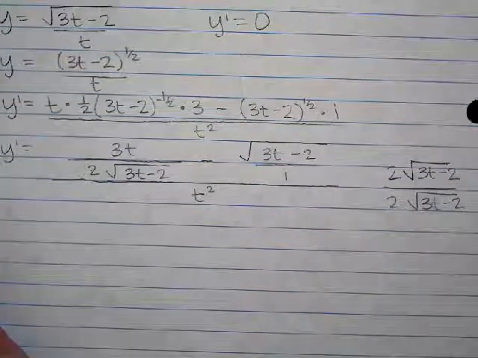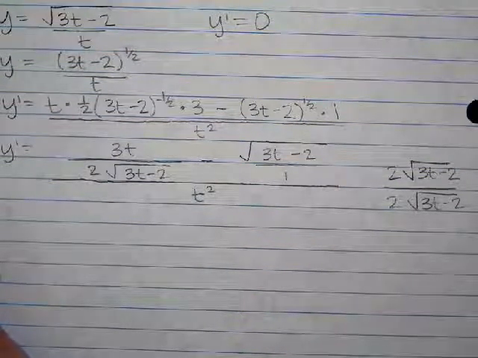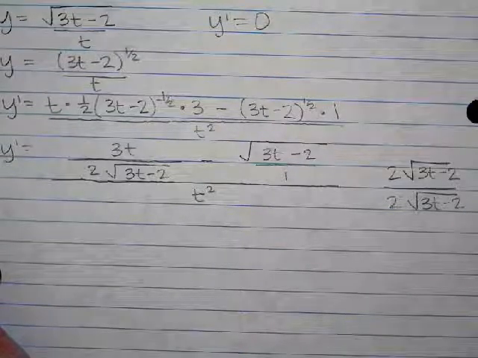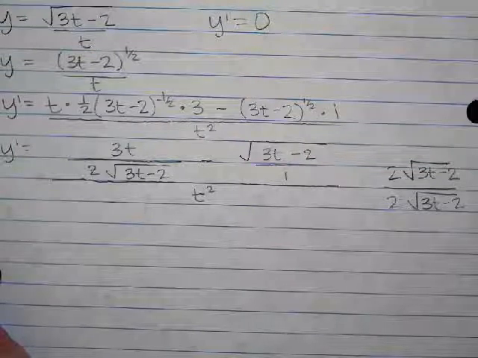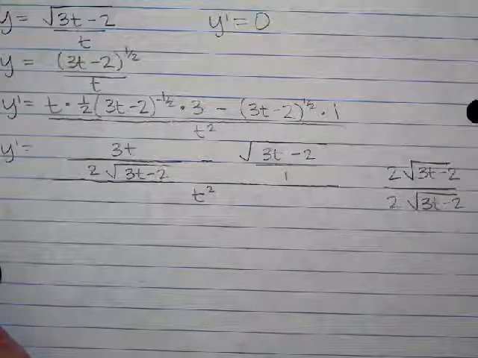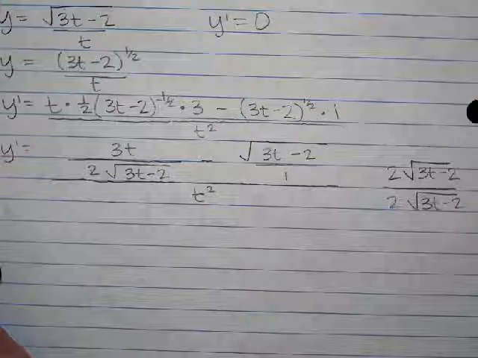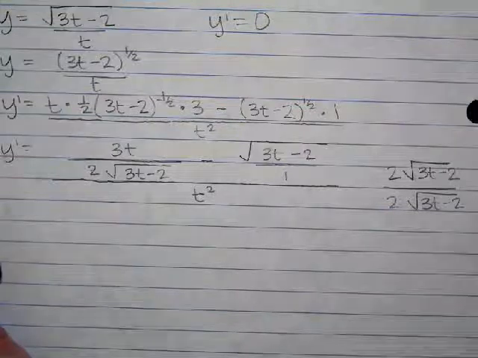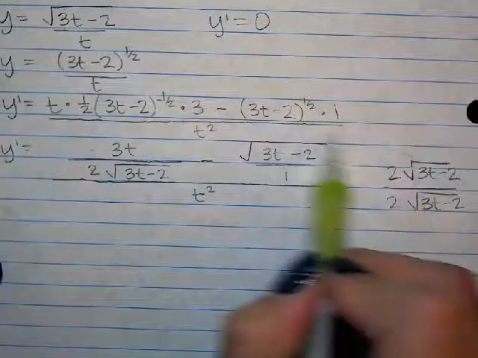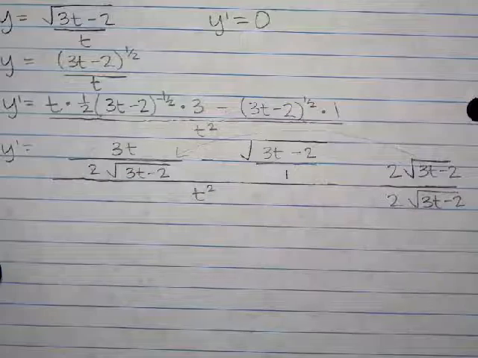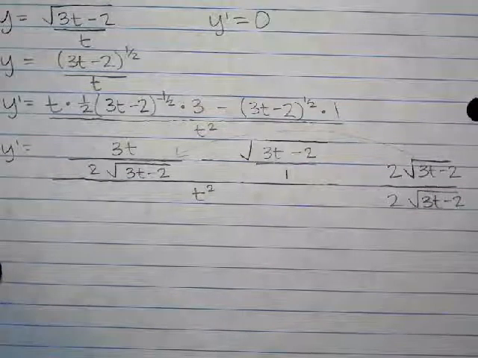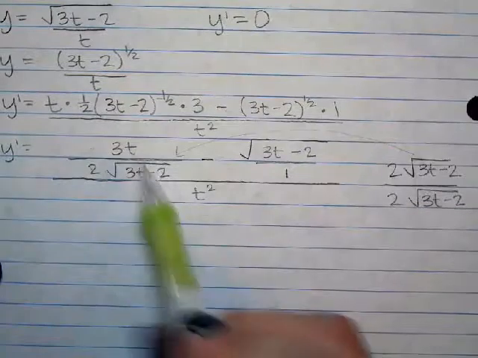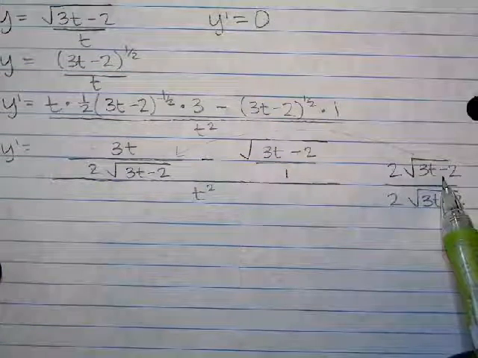But this way, because technically that 2 square root 3t minus 2 is over 1 being multiplied to the whole top, right? Okay, so when you multiply it by this one, what happens? Cancels with the bottom. You see that? So we have 3t divided by this multiplied by this, and so it cancels and just leaves the 3t behind. Is that okay?